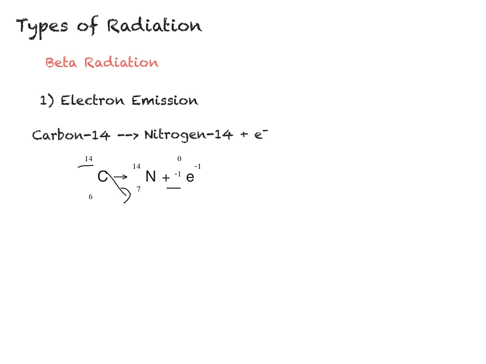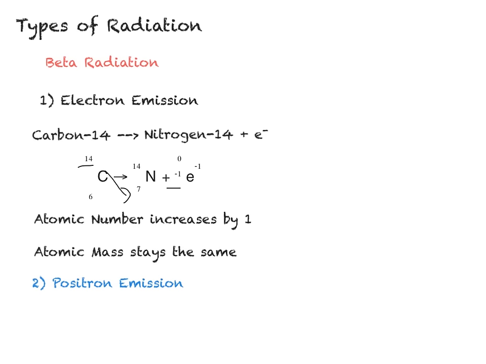This leads to a change in the atomic number of the particle. However, it does not lead to a change in the atomic mass. The second type of beta radiation is positron emission, which we will look at in a future video.